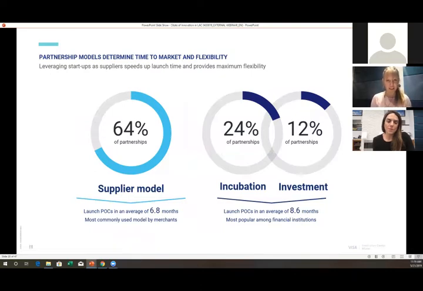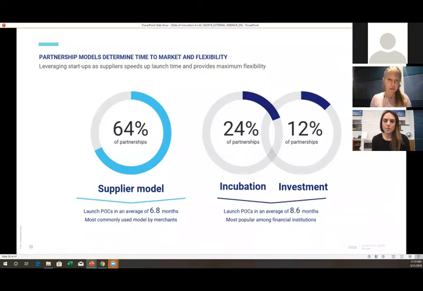One, the most basic and the easiest, is simply the supplier model, in which a startup sells you their goods or services. The majority of partnerships that we observed were simply this supplier model, in which a bank or a merchant understands, oh, this startup has a great capability that I would like to leverage. I'm going to partner with them, use them as a supplier to gain access to their technology and their capabilities. That is clearly the fastest and the easiest way to work with a startup. We also saw, most common among financial institutions, a little bit more of a hands-on approach in the form of incubation or direct investment.